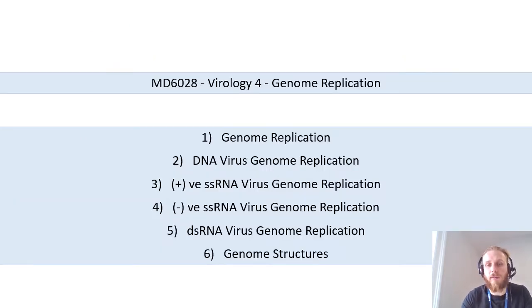And similarly to last week, we're going to work through the groups of viruses one by one. And we're going to look at how members of each of these groups engage in the process, and hopefully everything will become clear. First off, we're going to establish some key principles of genome replication. We're going to talk about what we mean by genome replication, and we're going to look at some definitions and things like that.